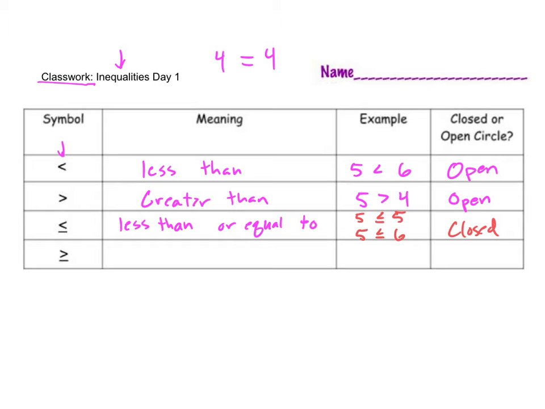So then, of course, seeing the pattern here, our last one is going to be greater than or equal to. So same rule applies here. We could have 5 is greater than or equal to 5 because it does satisfy the or equal to part. And then we also have 5 is greater than or equal to 4. And again, this is a closed dot. So let's take a look at what this means and how this is going to be graphed.